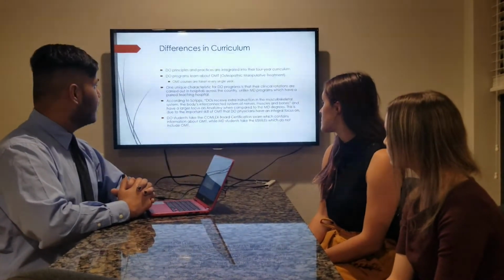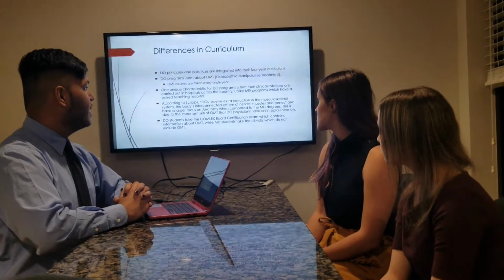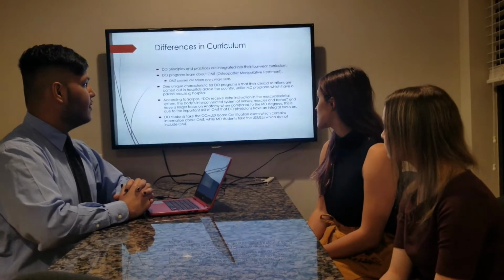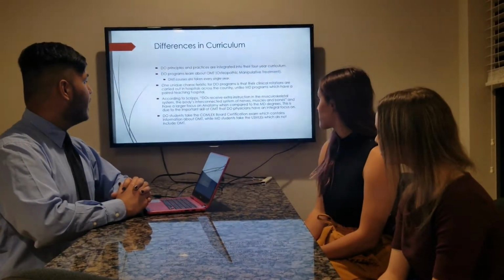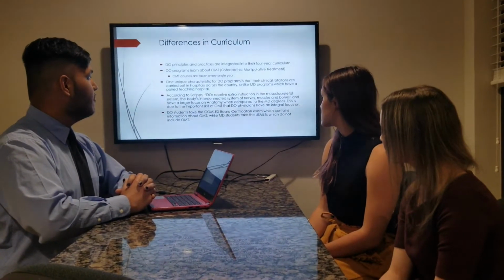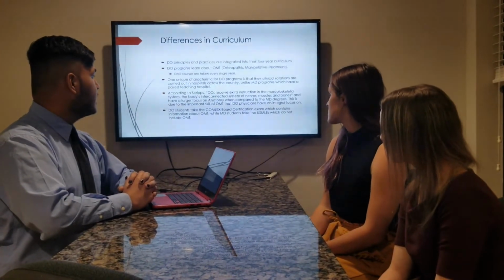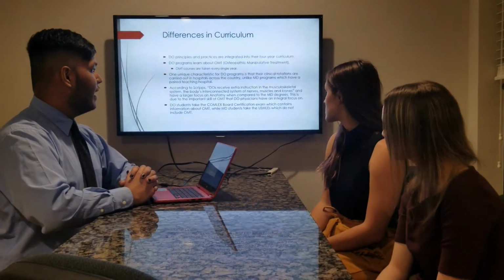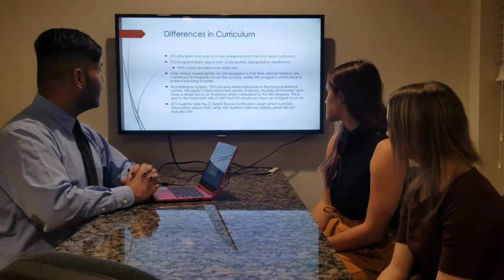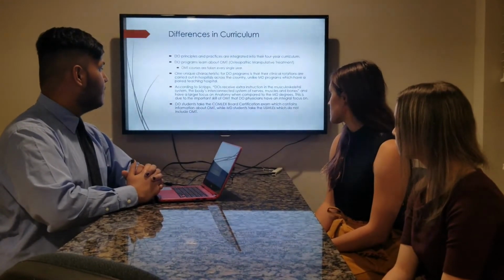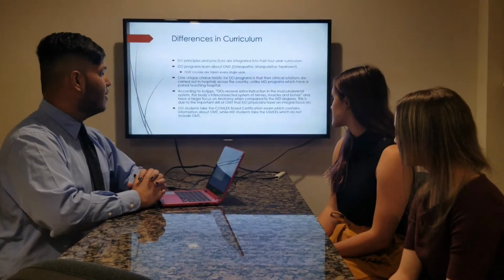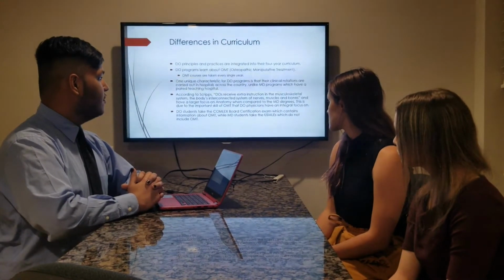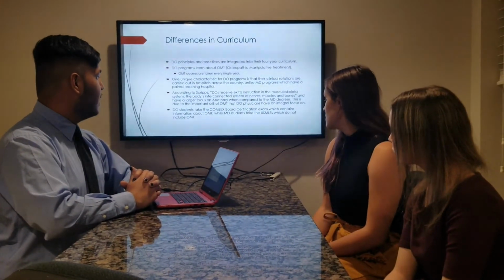According to scripts, DOs receive extra instruction in the musculoskeletal system, the body's interconnected system of nerves, muscles, and bone, and have a larger focus on anatomy when compared to MD degrees. This is due to the important skills of OMT that DO physicians have an integral focus on. DO students take the COMLEX board certification exam, which contains information about OMT, while MD students take the USMLEs, which do not include OMT.